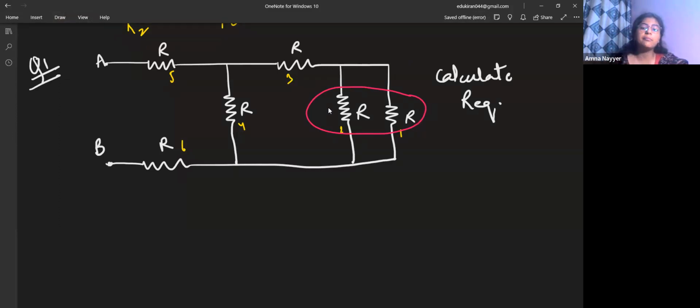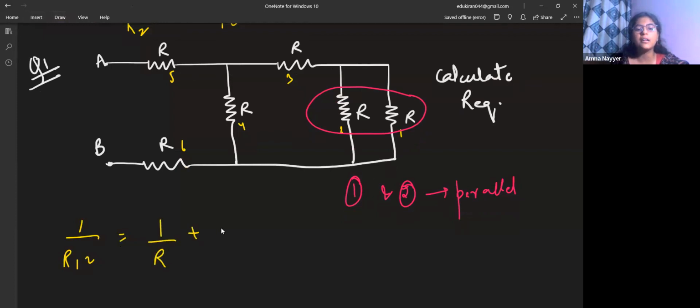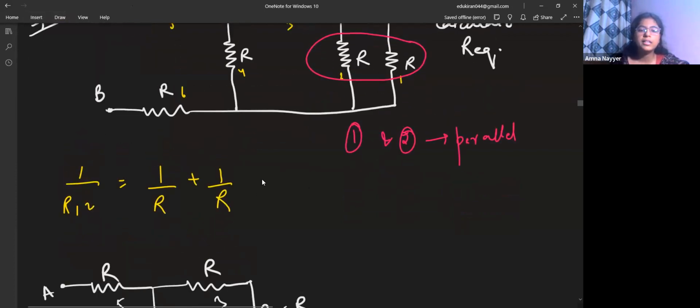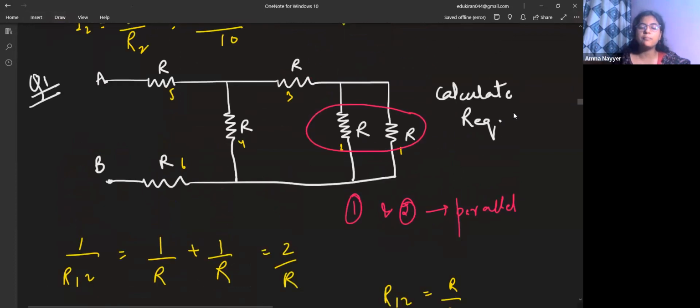If branching is occurring, it means first and second are connected in parallel combination, right? If first and second are connected in parallel combination, it means 1 by R12 will be equal to 1 by R plus 1 by R. See, Shaviz, these are the values which you have. R1 value will be R and R2 value will also be R. So that becomes 2 by R. So R12 becomes R by 2, right? So we have simplified these two resistors, combined and made them as a single resistor.